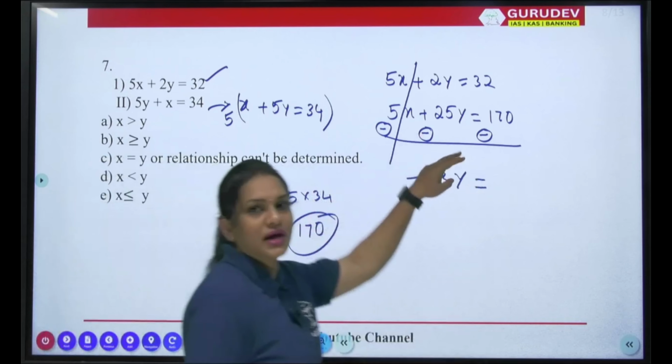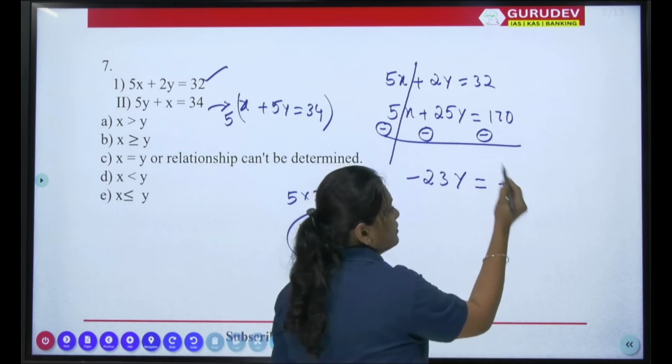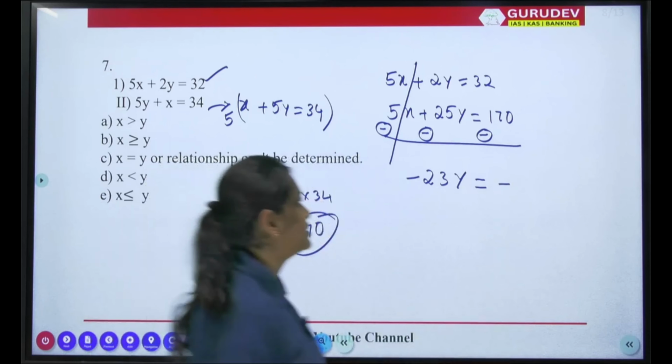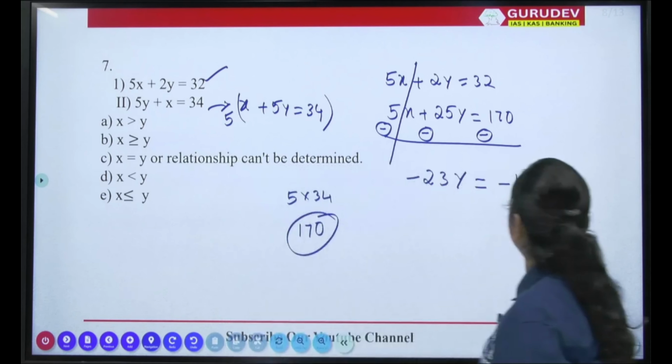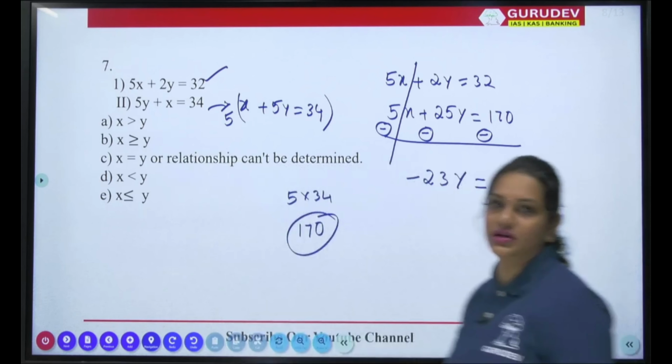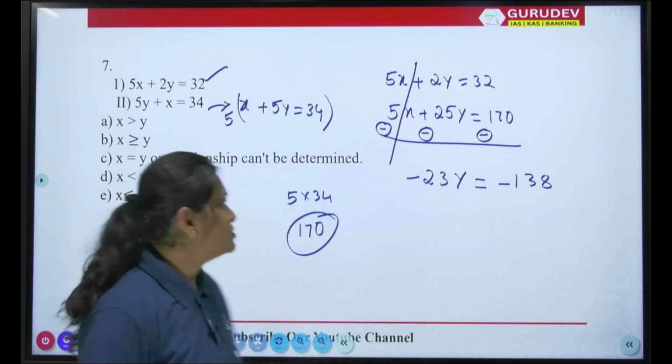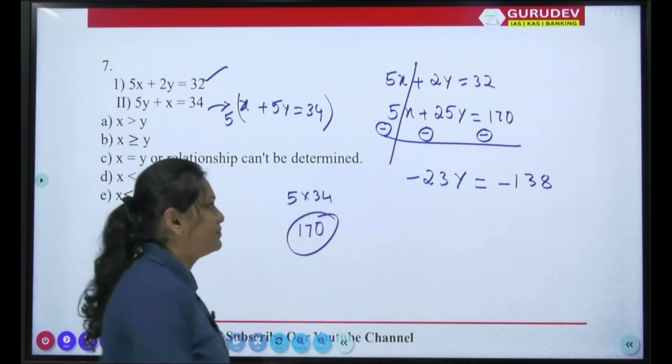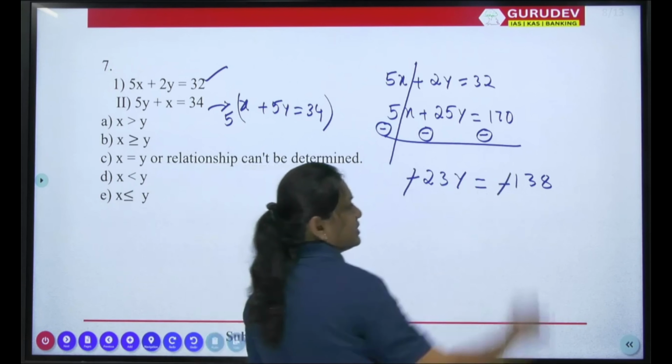See, 32 minus 170 is there. So obviously we'll get the minus sign. So 170 minus 32, how much is it? 138. Is it clear? 138. So 170 minus 32 will give us 138. Next. Minus sign will get cancelled.